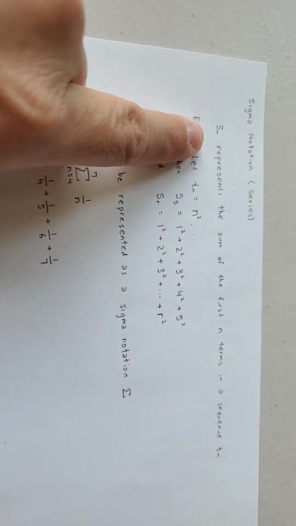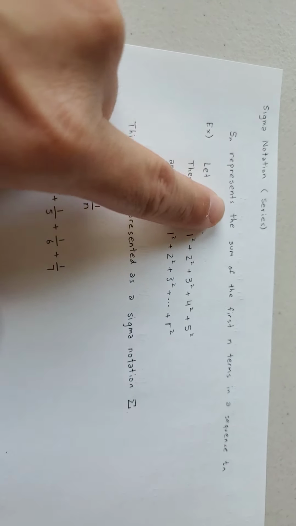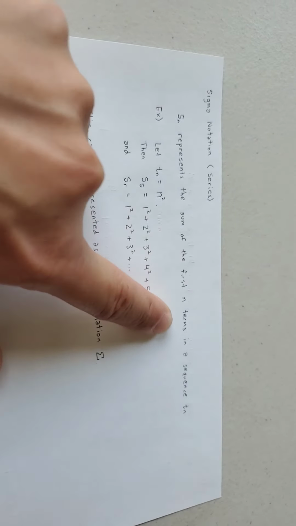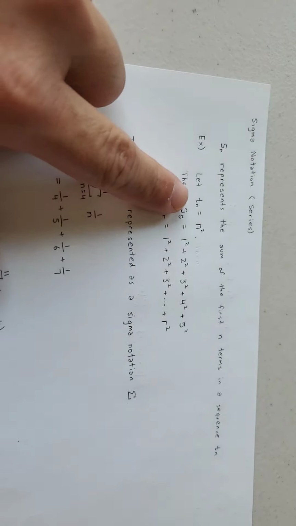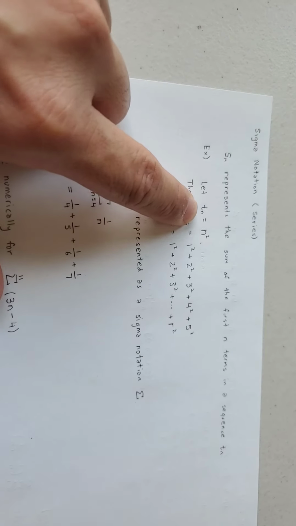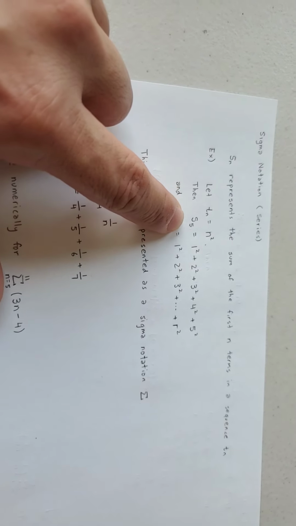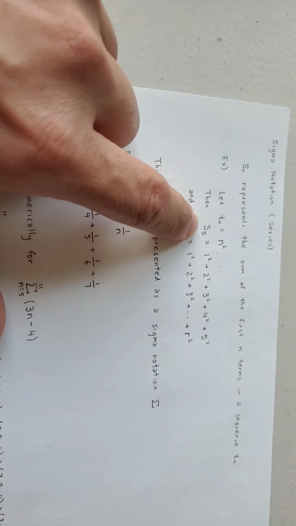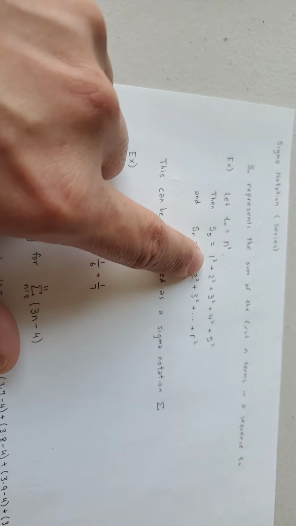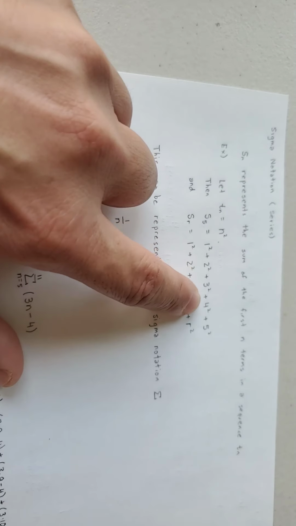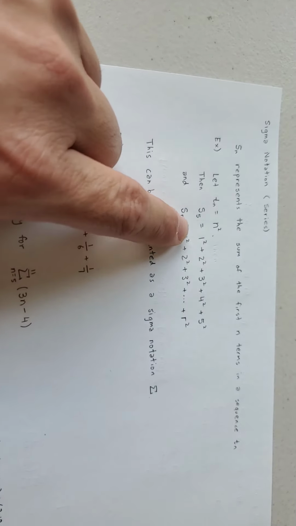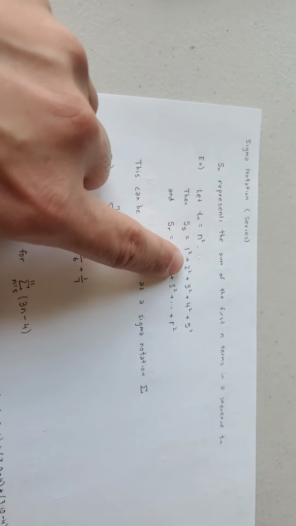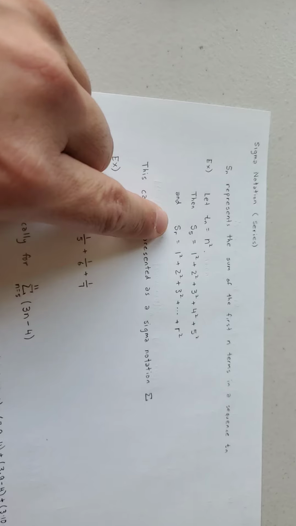To first start, S of n represents the sum of the first n terms in a sequence t of n. For example, if you have a sequence where t of n is equal to n squared, then S of 5, the summation of the first 5 terms, would read 1 squared plus 2 squared plus 3 squared plus 4 squared plus 5 squared. Essentially, you're taking the first 5 terms, plugging them into this equation, and then adding it all up. So that's what S of 5 stands for.